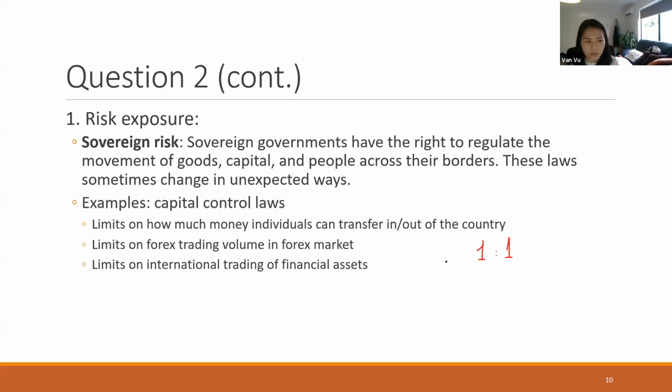Alternatively, I can use my foreign reserves. I can buy and sell foreign currencies to adjust the value of my currency. We will talk about these different exchange rate regimes next week when we talk about the international monetary system.